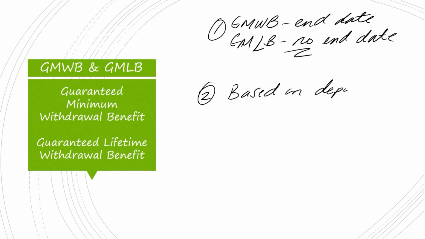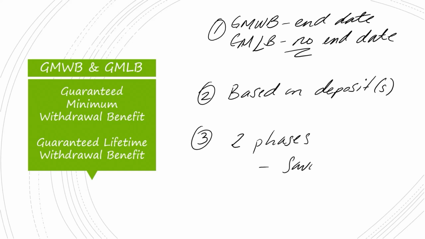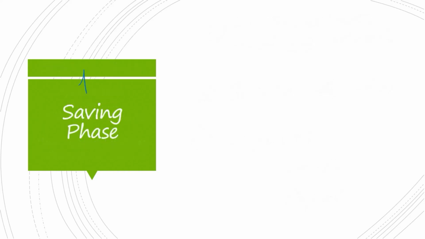So they are based on that initial deposit or initial deposits into the segregated fund. And they also both have two phases. So they have a savings phase and a payout phase. The savings phase is, of course, when the client is depositing money and saving money, and the payout phase is when they start actually receiving an income from the product. We're going to start off talking about the savings phase.